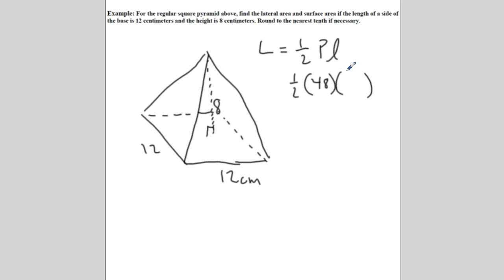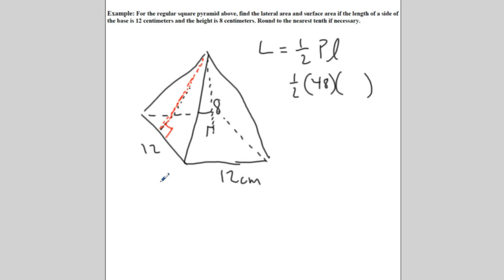Now you have the l, which is the slant height. That's the height down the middle of the lateral face. Actually, I'm going to undo that. I'm going to make that a different color just to emphasize it. So this thing right here. Slant height goes down the middle of the lateral face. It's perpendicular to the base.